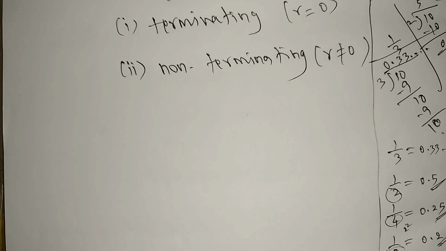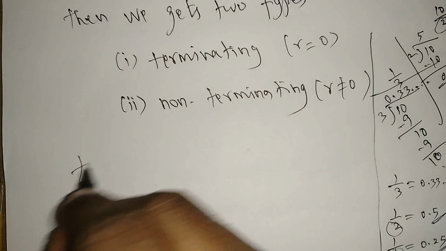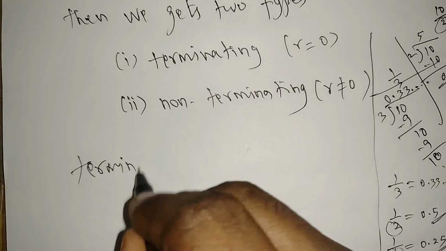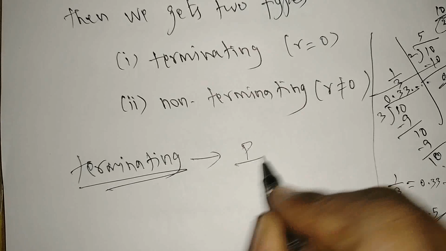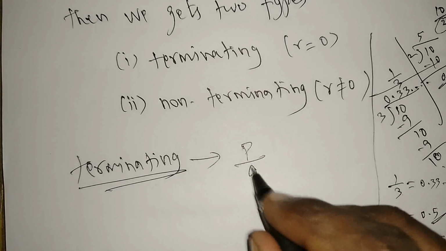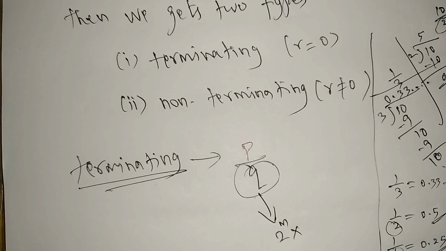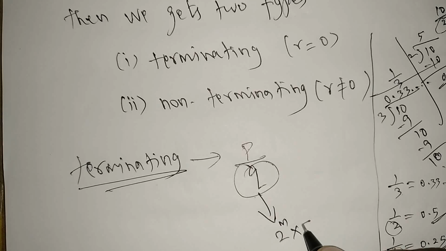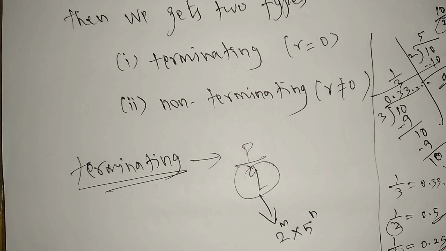So I'm going to give one simple rule for terminating. In the p by q form, this q, the denominator, is in the form of 2 to some power, or 5 to some power, or the multiplication of both together. If you have this, it will definitely be terminating.